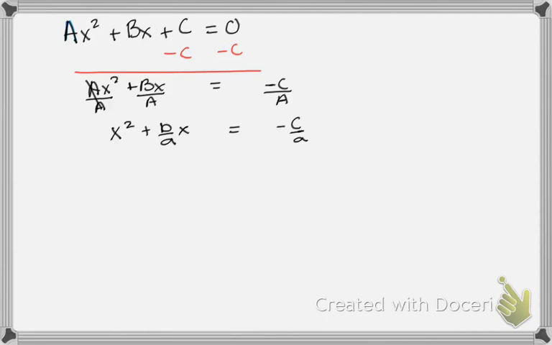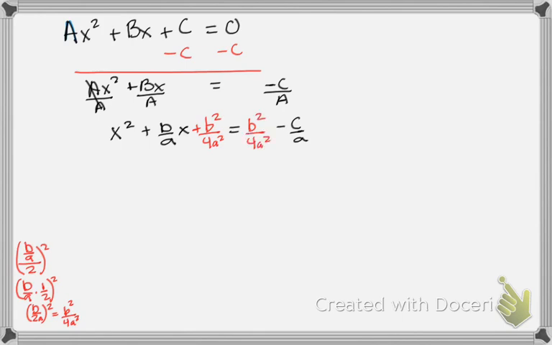Remember, we're going to take the middle term, b over a. We divide it by 2 and we square it. Remember, b over a divided by 2 is really multiplying by the reciprocal, and so it becomes b over 2a, and we're squaring it, so that makes b squared over 4a squared. We have to square all parts. So I'm going to add b squared over 4a squared to both sides.